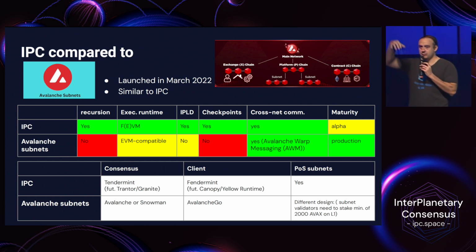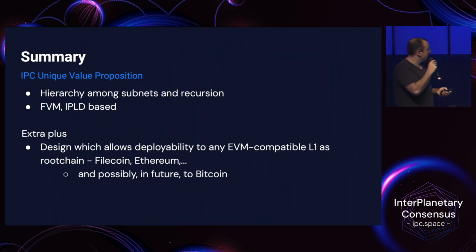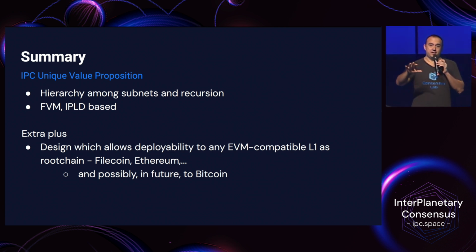So this fact that you can go down, if you want to summarize, right? If you want to know what IPC's unique value proposition is, I would characterize it like this. You have this hierarchy among subnets and recursion, and you have the orientation towards FVM and IPLD. And this is what you get from us. And it's subtle but important. So it enables use cases, it enables unbounded scalability, and you don't need to rethink your system for Web 2 workloads later down the road.